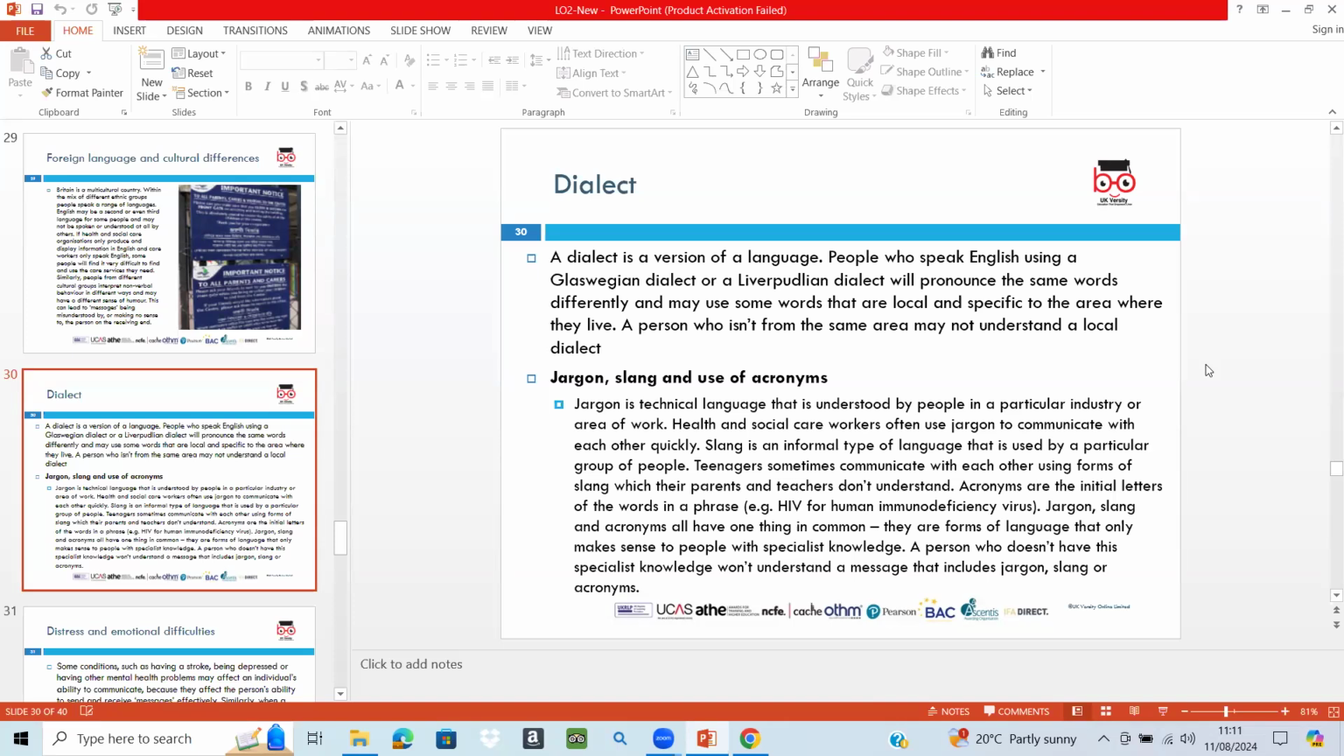Then we have jargon, slang, and use of acronyms. Medical jargon and slang can confuse patients who are not familiar with them. For example, telling a service user they need a CT scan might not be clear unless you explain that it is a type of detailed X-ray that would help us see inside your body more clearly. So it's important to use language that the service user can easily understand.